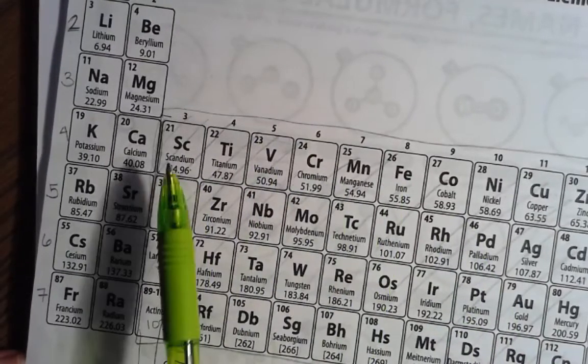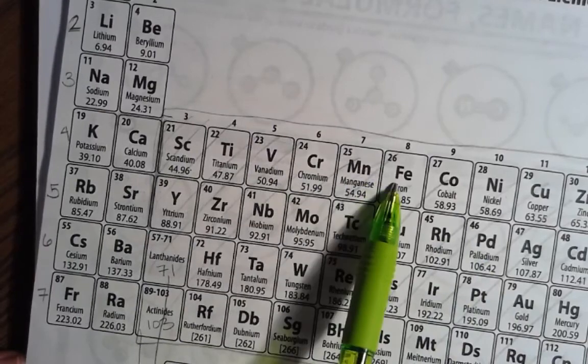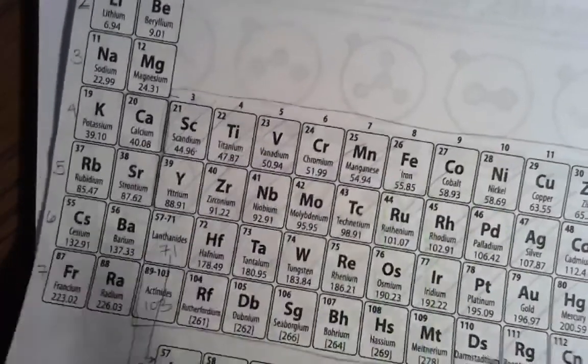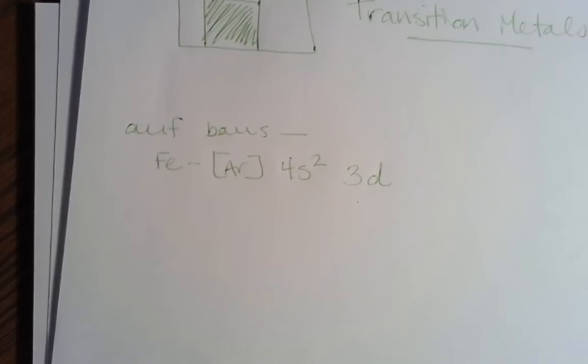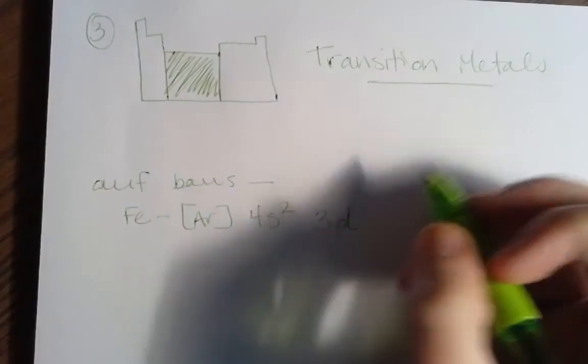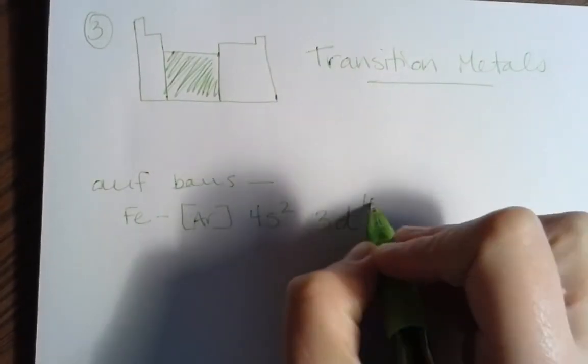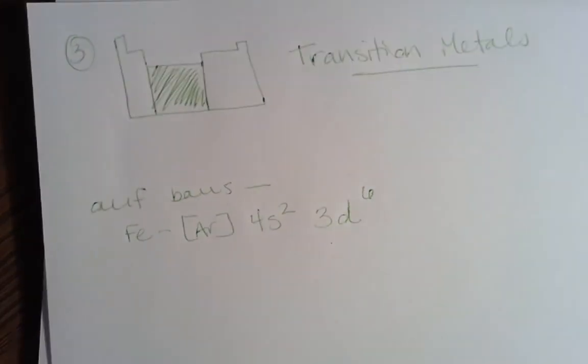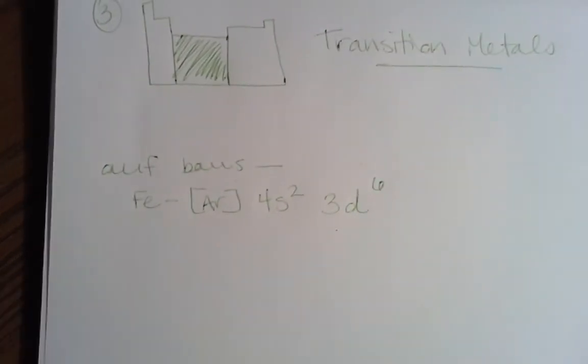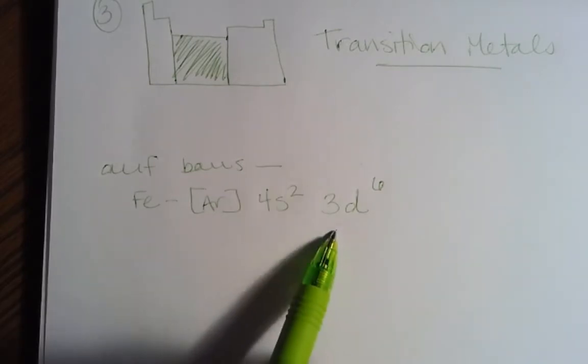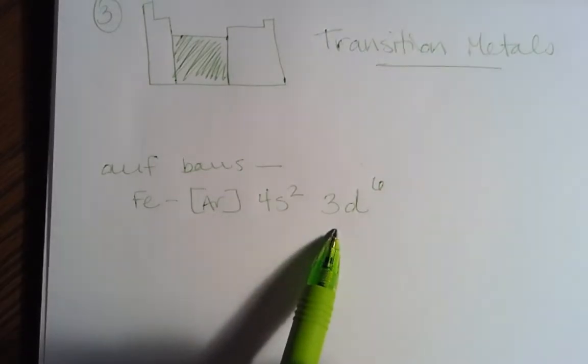We're getting to iron. 1, 2, 3, 4, 5, 6. Okay, so iron's got 6 electrons in its 3d. Okay, so your transition metals are structurally characterized by having outside electrons in their d orbitals.